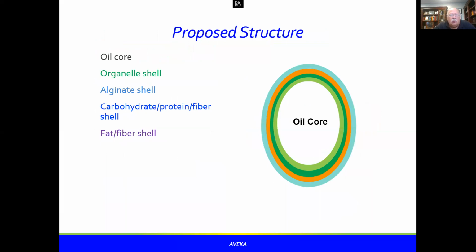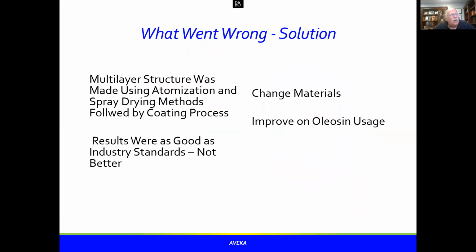We had an oil core with an organelle shell, followed by some alginate, followed by some carbohydrates, followed by a fat and fiber shell on the outside. And we thought that maybe, just maybe, by mimicking what an actual seed has, we could actually get a structure that looked and acted properly. Well, what happened was the multi-layer structure that we were able to make, and this is probably one of the more complicated engineered particles that we made.